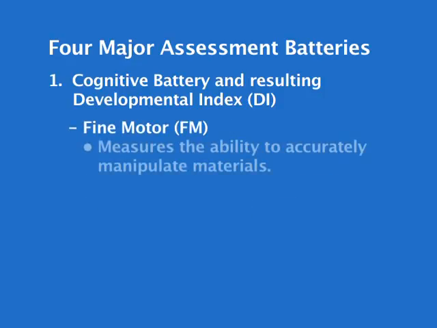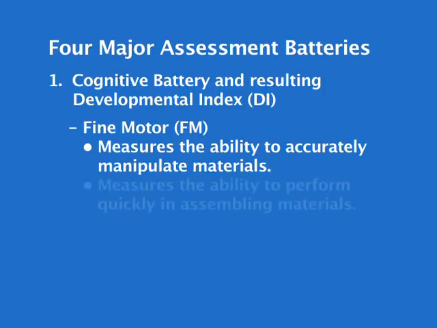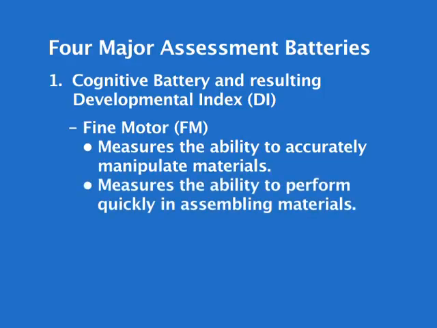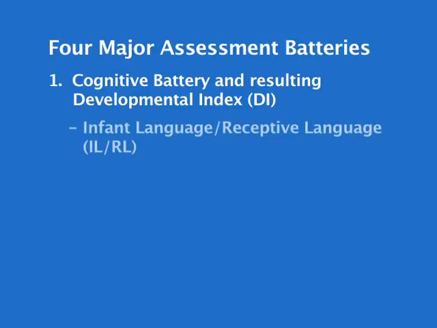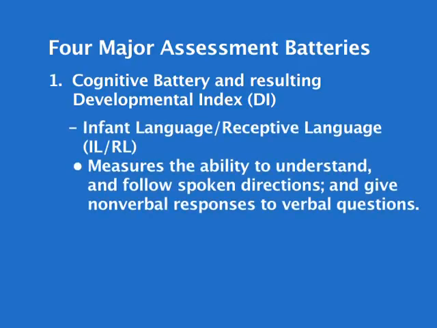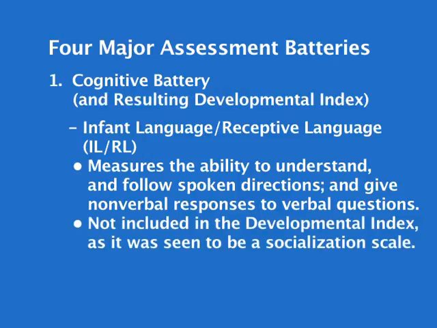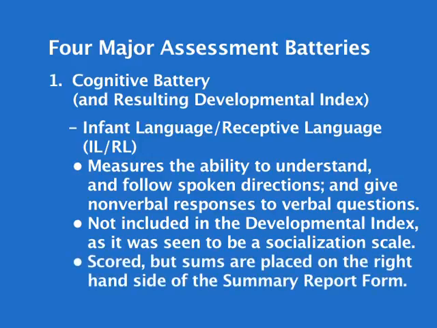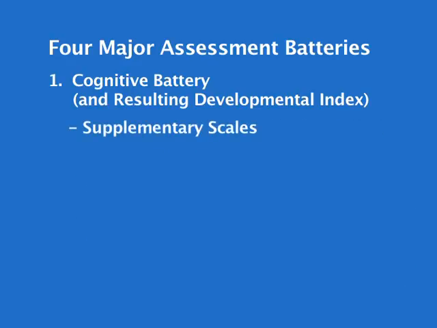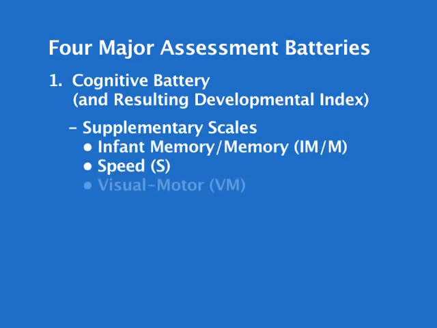The fine motor scale measures the ability to accurately manipulate materials and the ability to perform quickly in assembling materials. The infant language and receptive language scale measures the ability to understand and follow spoken directions and give nonverbal responses to verbal questions. Infant language is not included in the developmental index, as it was seen to be a socialization scale. It is scored, but sums are placed on the right hand of the summary report form. The supplementary scales, as previously stated, include infant memory and memory, speed, and visual motor.